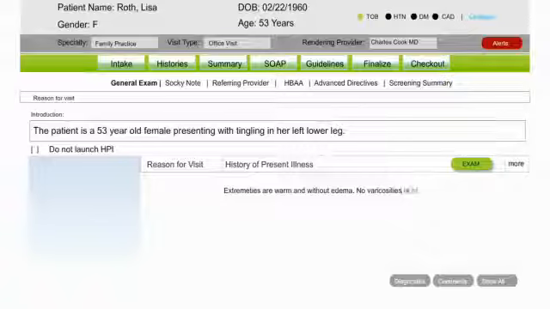Extremities are warm and without edema. No varicosities or stasis changes. Calves are supple and non-tender.